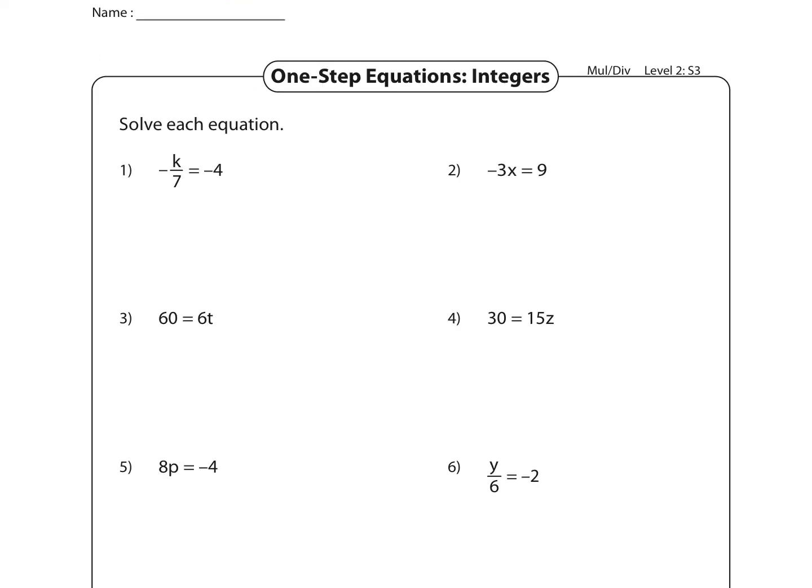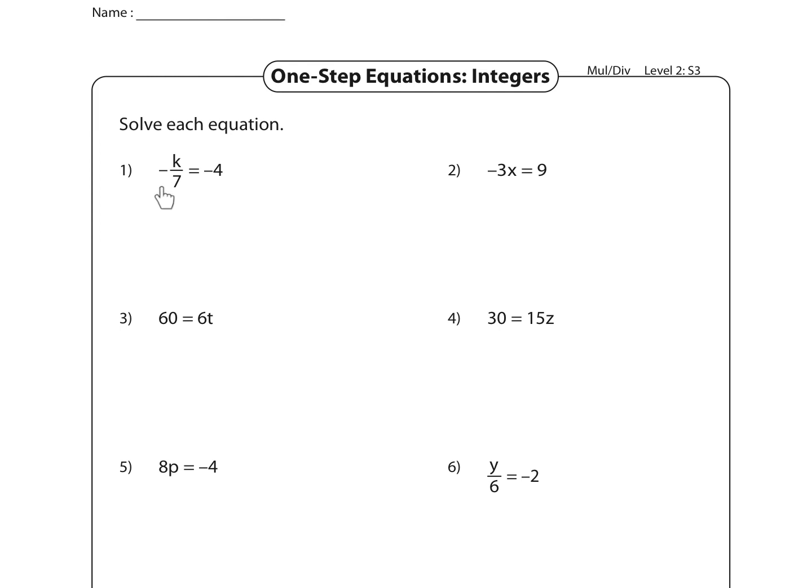Okay, when you're ready to continue and you've turned to the back side of the paper, please make sure that it once again says one-step equations, integers, mult/div, and it's level 2 S3. You're going to notice this side we have negatives, but it does work with both division and with multiplication problems. You're also going to notice the added feature is we have negative numbers. So we have the negative integers as well as the positive integers.